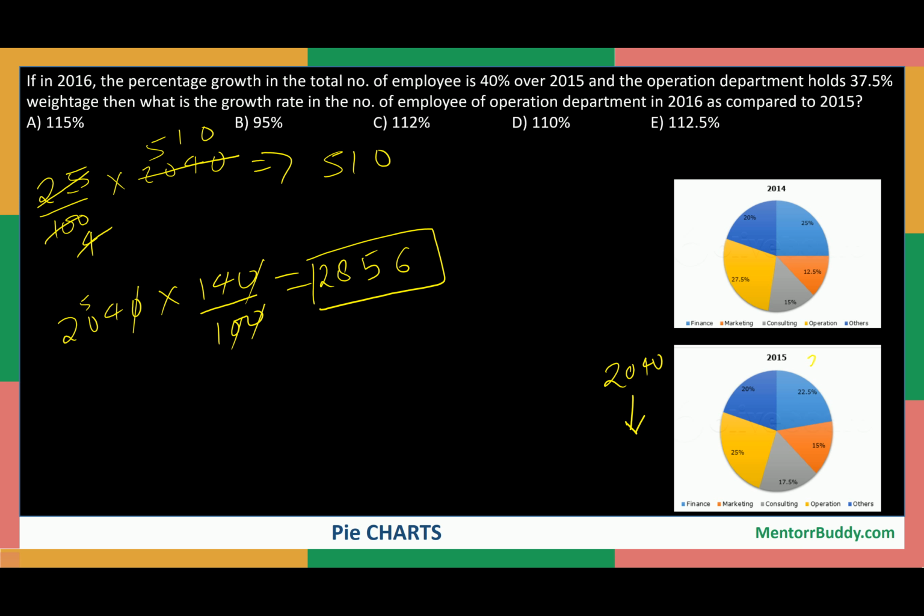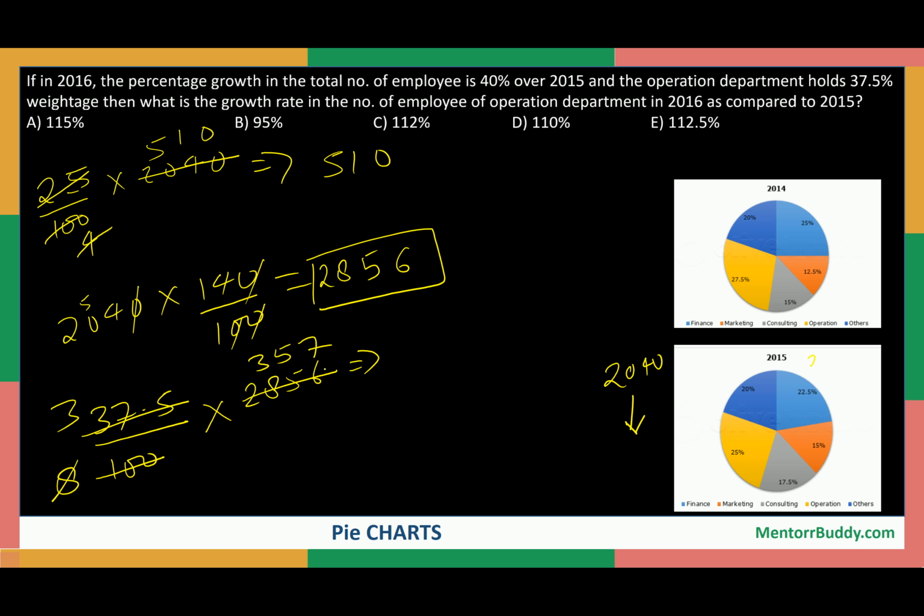And in this final count, 37.5% is the count of employees in the operation department. So we will find 37.5% of this value: 37.5 divided by 100 multiplied by 2856. We know we can divide by 12.5: 12.5 into 3 is this, 12.5 into 8 is this. So this will become 3 by 8 times 2856. We cancel out the 8: 8 into 3 is 24, 5 is left, 8 into 5 is 40, 56 is left, 8 into 7 is 56. So this will come out to be 357 multiplied by 3.